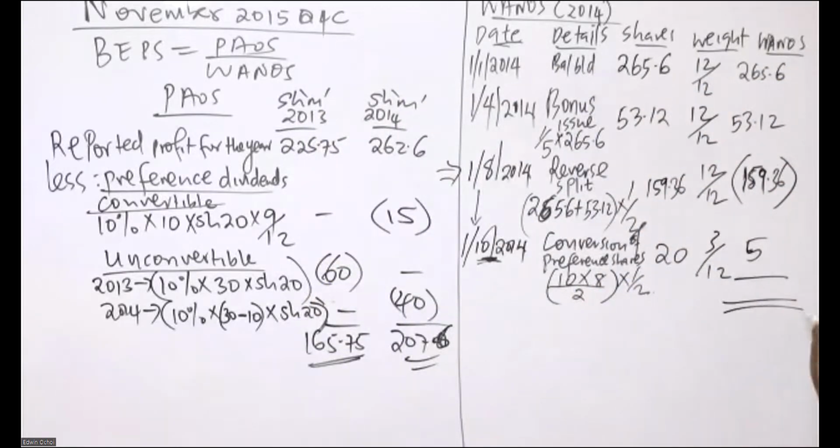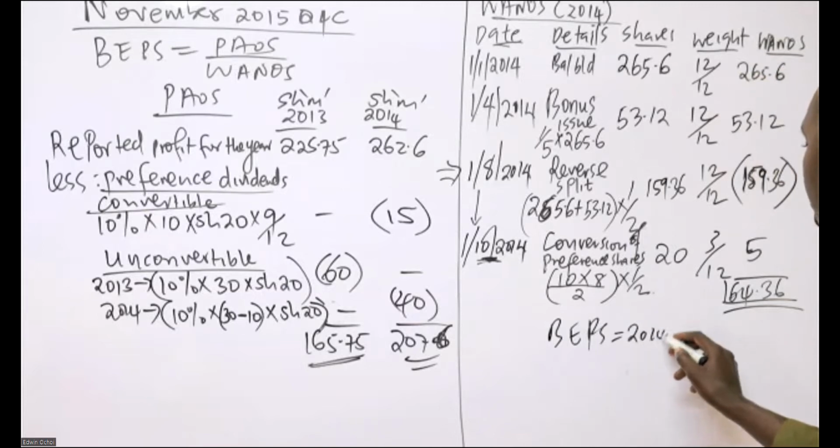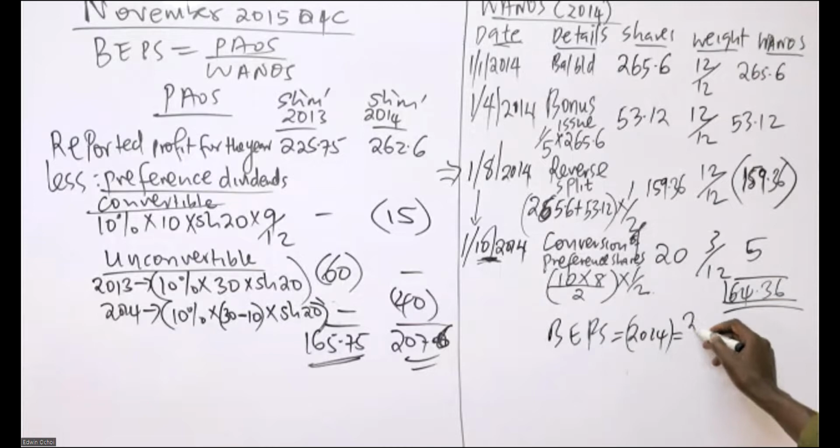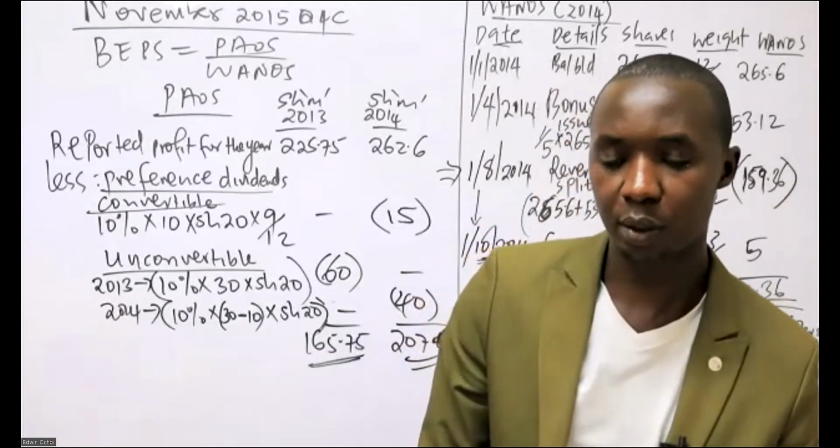So give me your answer here. 265.6 plus 53.12 minus 159.36 plus 5. This is 164.36. So the basic EPS 2014 will be 207.6 divided by 164.36, which equals 1.26. So shillings 1.26 per share. So the next thing they need is all about we do.